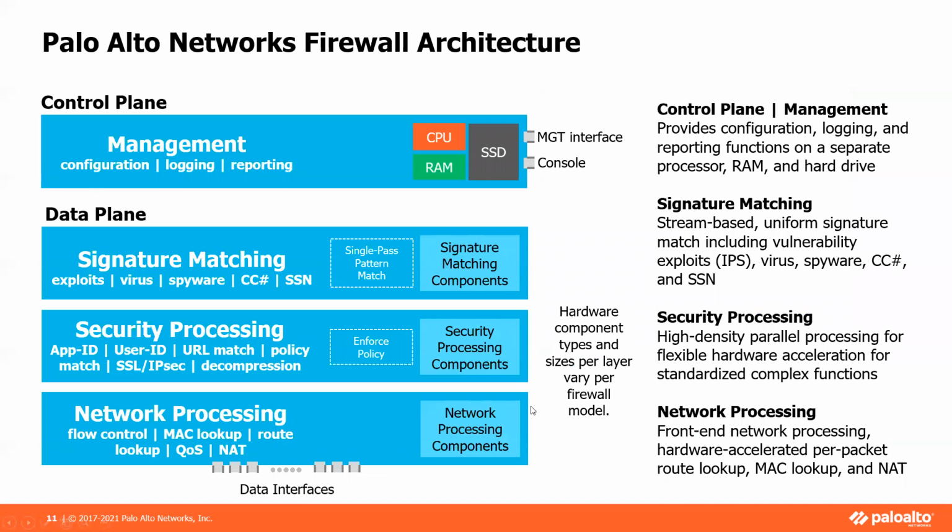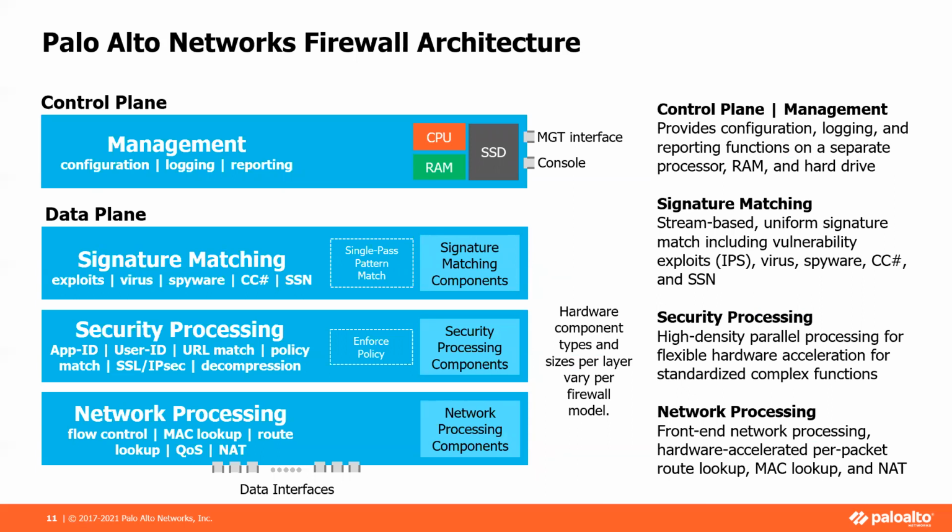From a firewall hardware architecture, you have a control plane, which is their management side. That's where you're configuring, logging, and reporting. That's where the RAM, the CPU, the SSD, the management console, or the actual serial console is available. Then you work in the data plane. So there are two separate planes.